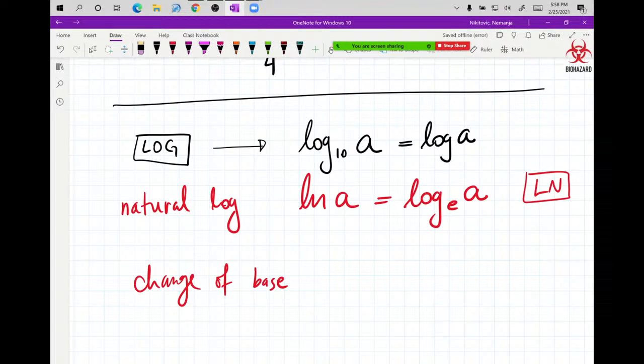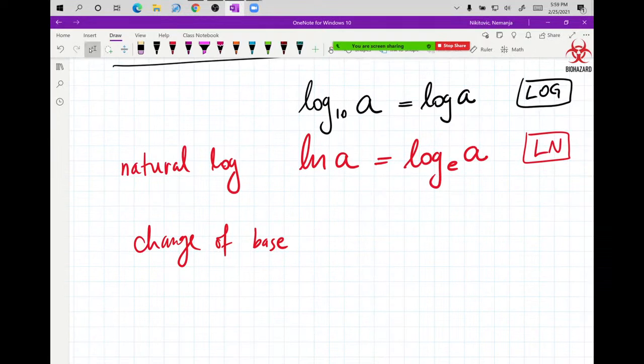And then the log base 10 will have a log button in your calculator, and the ln one has the ln button in your calculator to compute these. So natural log has base e, and the log base 10 just has no base in it, it's just empty.